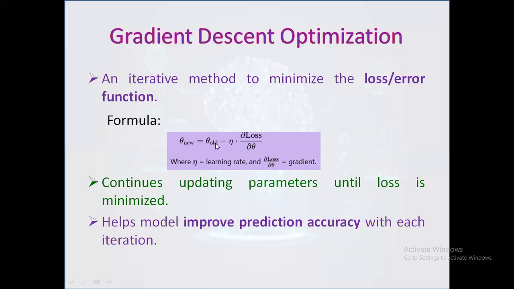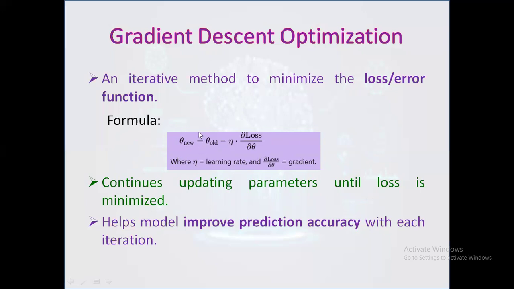This is theta new is equal to theta old minus eta into ∂loss divided by ∂theta. This eta represents what? Learning rate. ∂loss/∂theta is the gradient, and it is continuously updating.